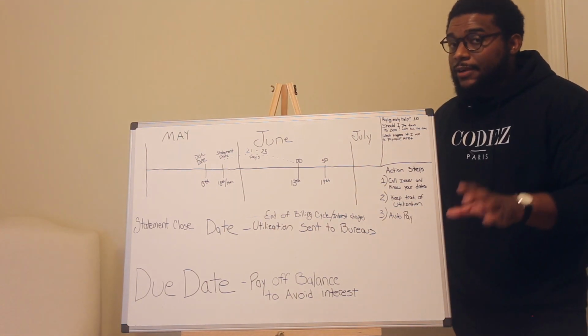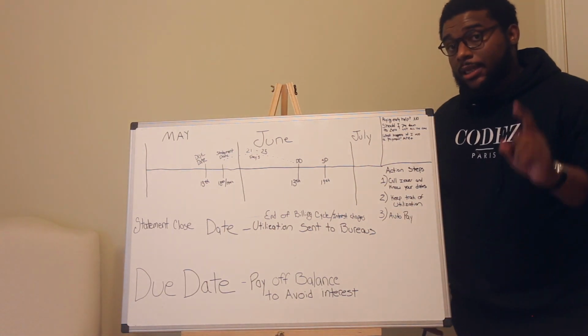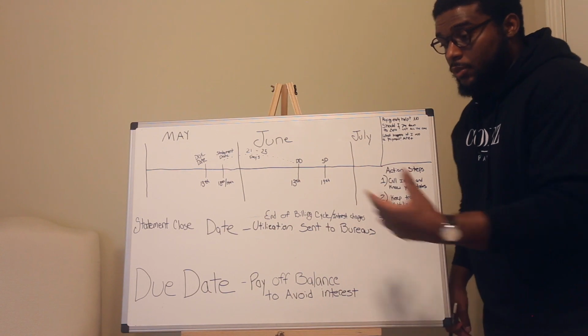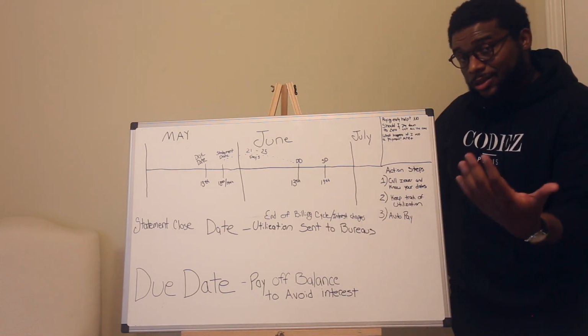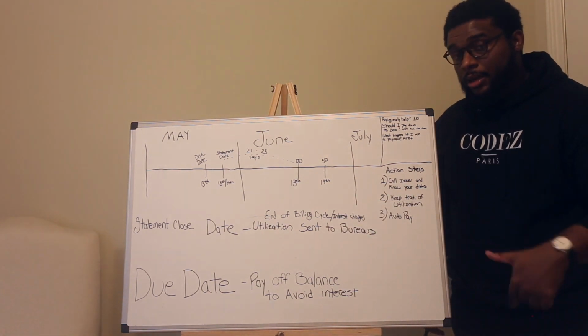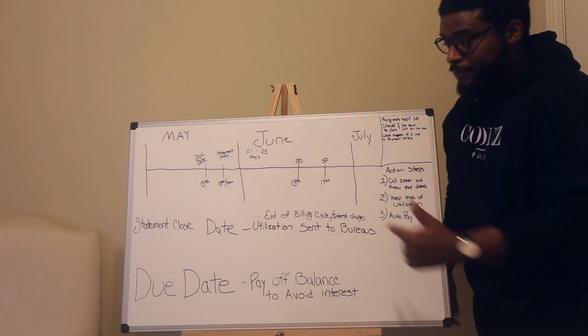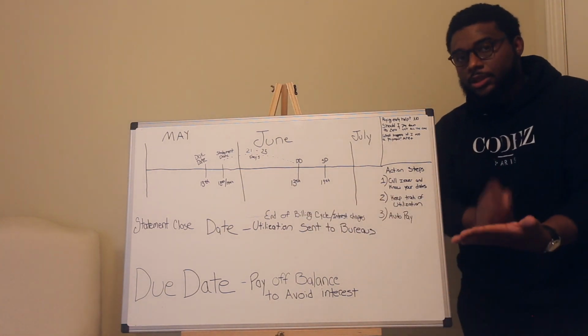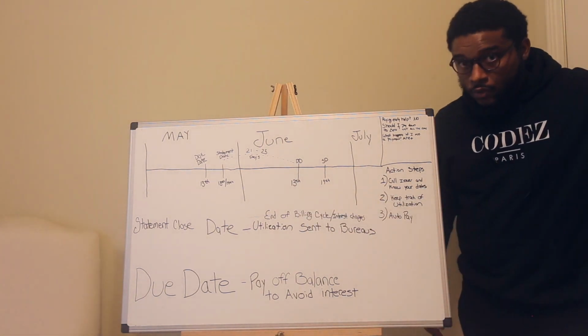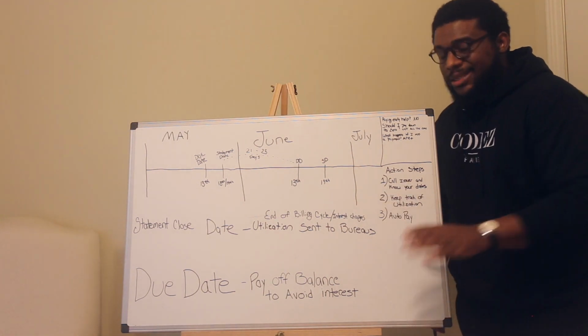There are certain things that FICO does not like. When lenders pull your credit report and they're looking at you, trying to decide, should I give you money? They don't really like to see people have 0, 0, 0, 0, 0 for months and months on end. They don't really like seeing that.